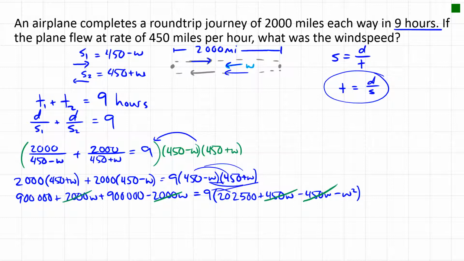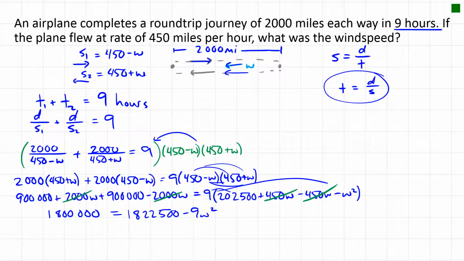And then I'm going to multiply that 9 into the brackets on the right-hand side. So 900,000 plus 900,000 is going to be 1,800,000. And then on the right-hand side, I have 1,822,500 minus 9W squared. I'm messing my big numbers up. Okay, this is looking good.